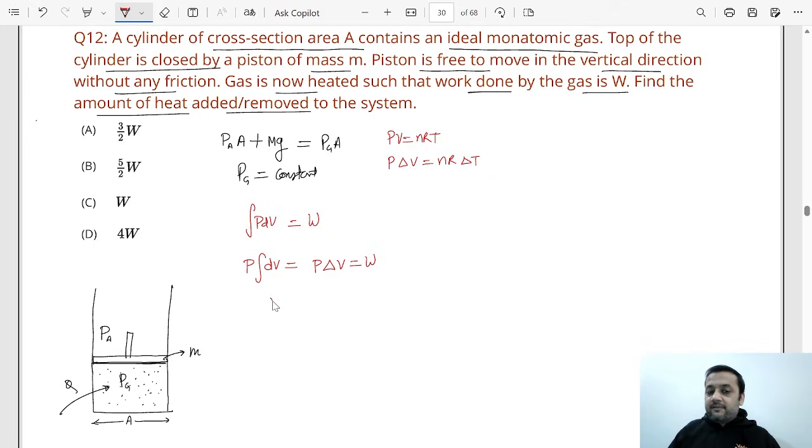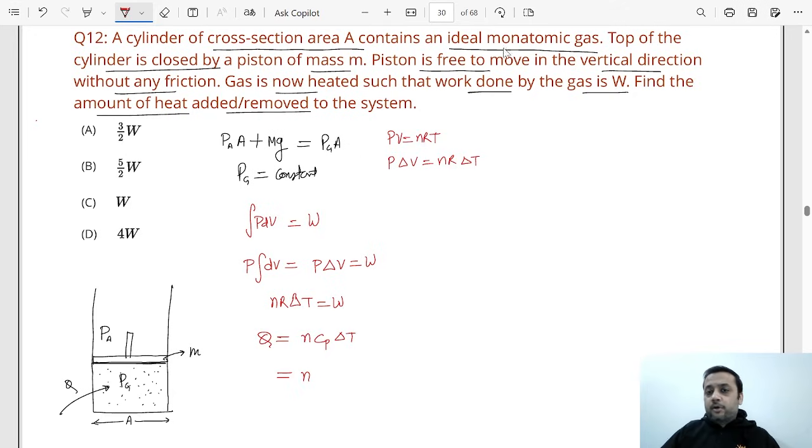Okay, so PΔV can also be written as nRΔT, and this value is W. So for an isobaric process, work done becomes nRΔT. All right, now we have to find the value of the heat supplied to the gas. So Q can be written as nCpΔT. Remember why? Because it's an isobaric process, and for an isobaric process, C becomes Cp.